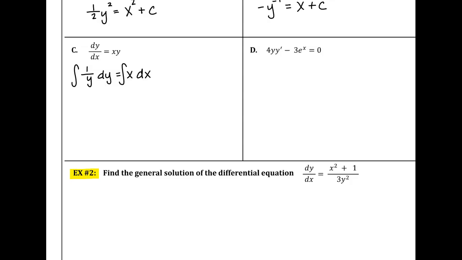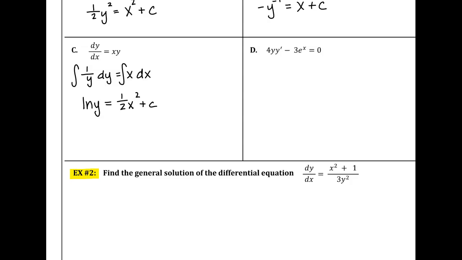And Jeet, what happens on the left side? Were you paying attention, Jeet? Yes, of course you were. It is natural log of y. And the antiderivative of x, Dylan, is 1/2 x squared plus c.